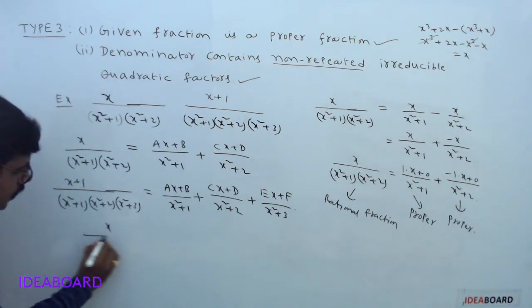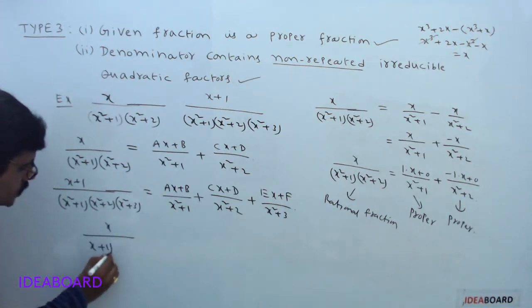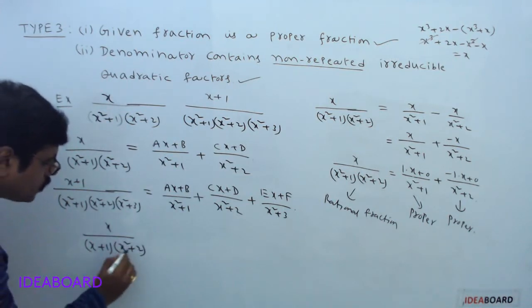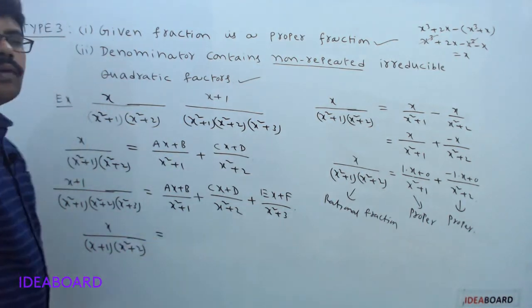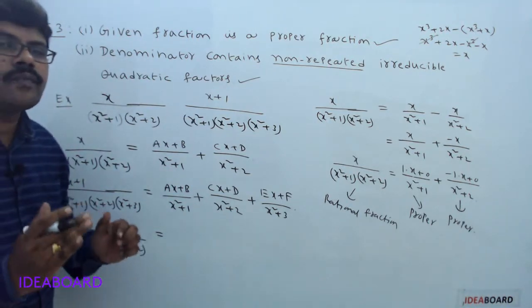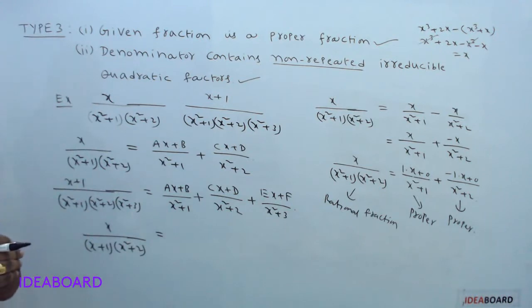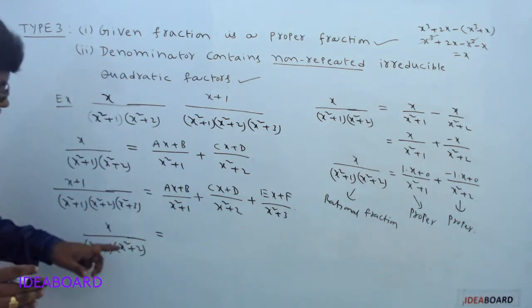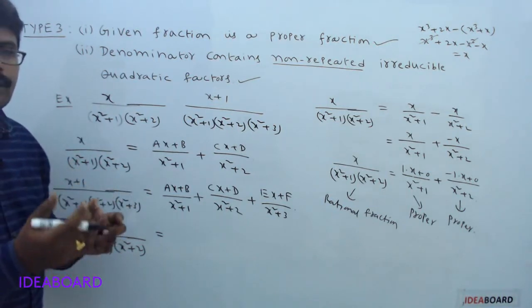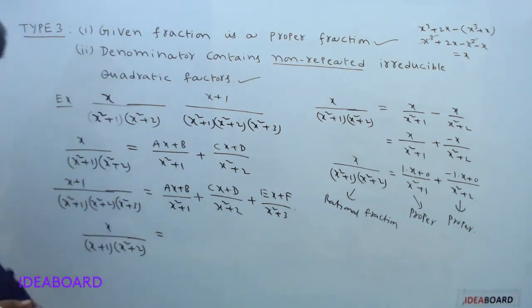Suppose x divided by (x plus 1)(x square plus 2). Now how to resolve this fraction into partial fractions? First you have to verify whether this rational fraction belongs to type 1, type 2 or type 3.